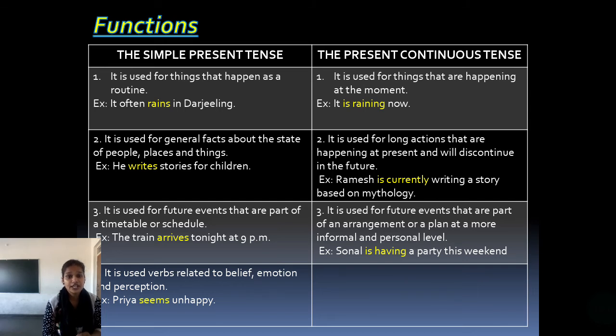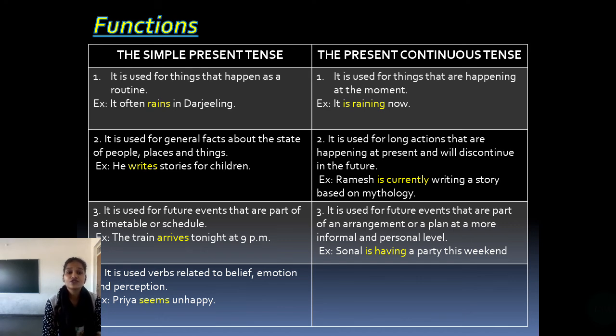Second, it is used for long actions that are happening at present and will discontinue in the future. हम उन एक्शंस के बारे में बात करते हैं जो are going on in the present and will discontinue in future, जो फ्यूचर में आके थोड़े टाइम बाद रुक जाएंगे. एग्जाम्पल: रमेश इज करेंटली राइटिंग अ स्टोरी बेस्ड ऑन माइथोलॉजी. रमेश जो है वो माइथोलॉजी स्टोरी लिख रहा है. So it is a continuing action which will stop in the near future.